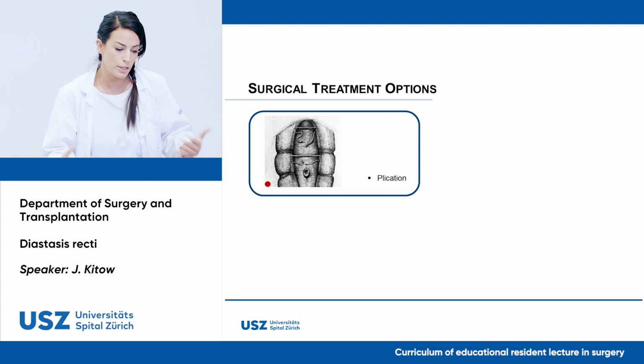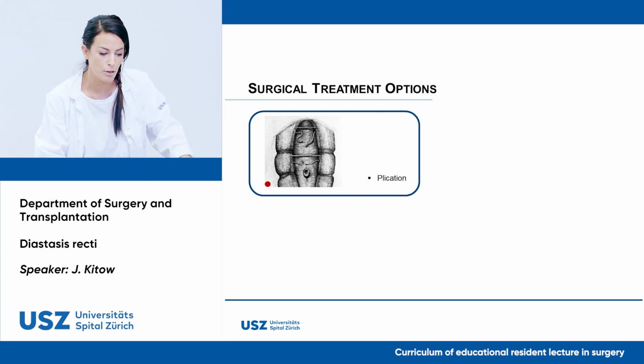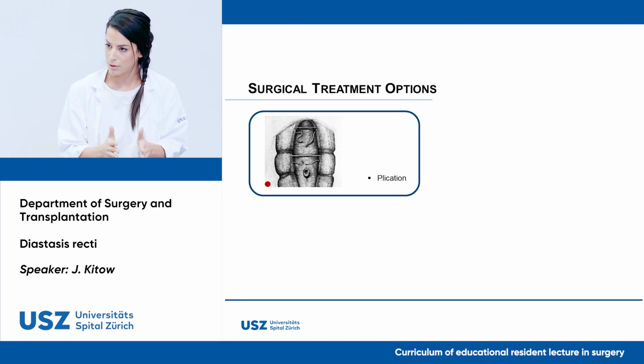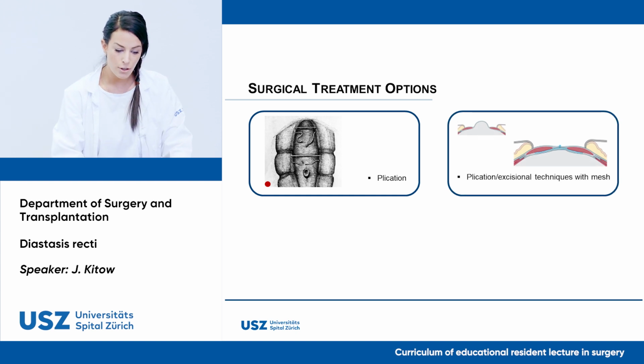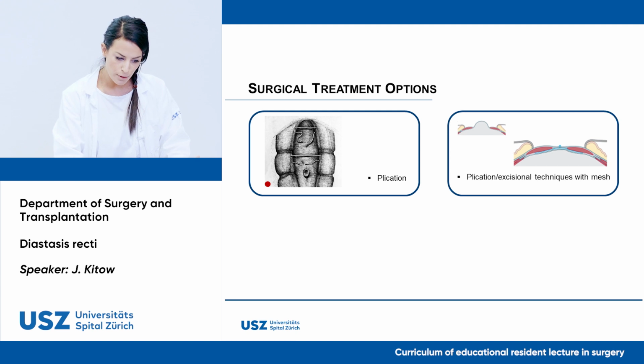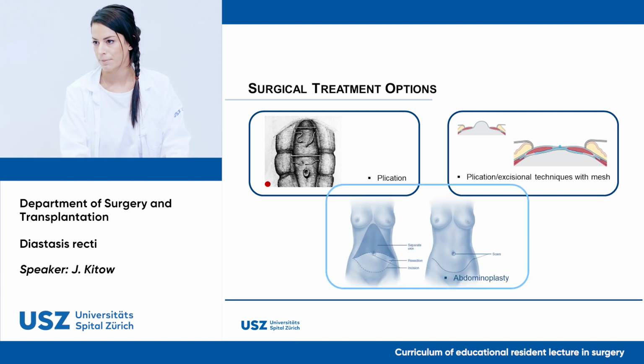How do we do? Or what is recommended? What are the surgical treatment options? There's the possibility of plication, where you just suture the rectus muscles back together. Or you can do plication and excisional techniques with a mesh. Both of them would be followed by abdominoplasty.